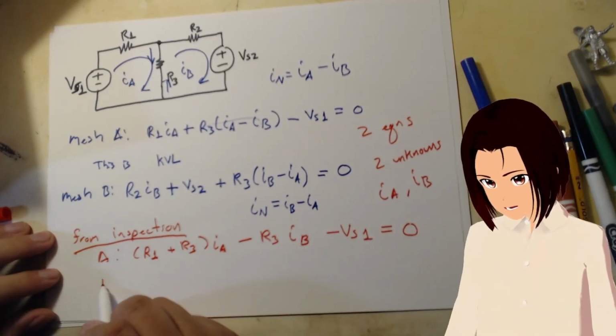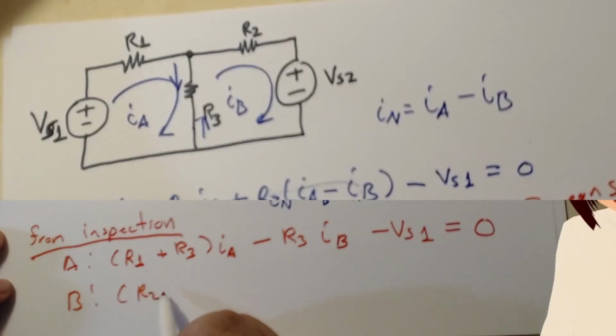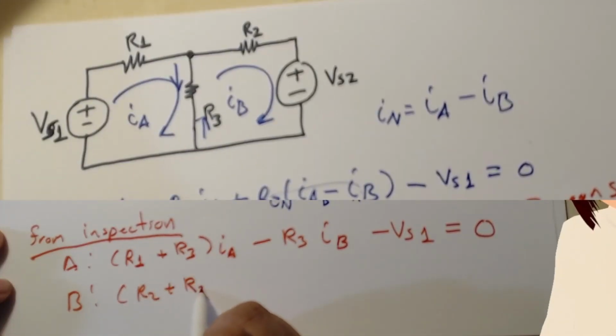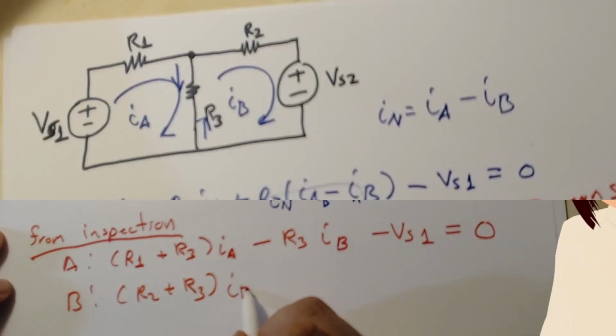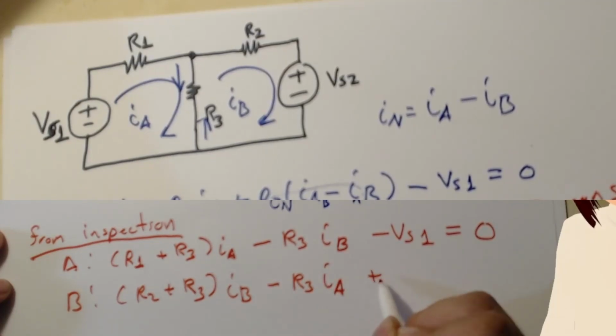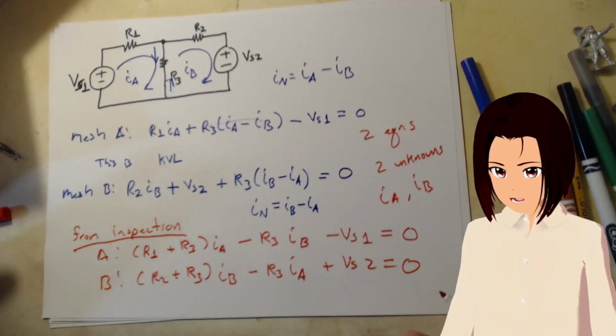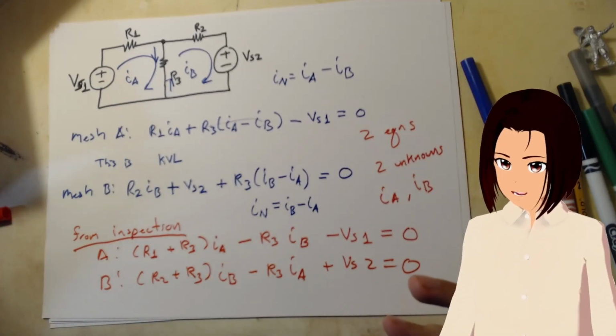So for B, from inspection, we can just do it again. We have R2 plus R3 times IB, minus R3 times IA, plus VS2. And that's it. That's all we got. Literally, we have it.